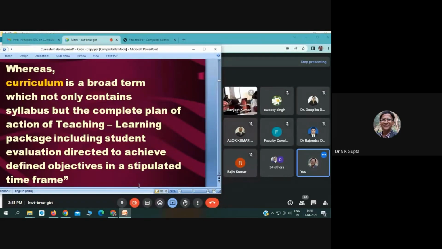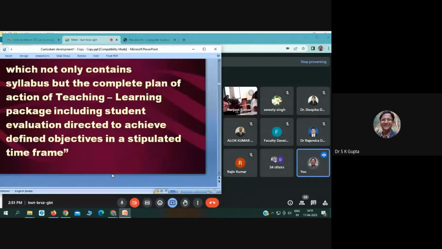So curriculum is a broad term, while syllabus is a part of curriculum. We should be very clear about what is curriculum and what is the syllabus part.